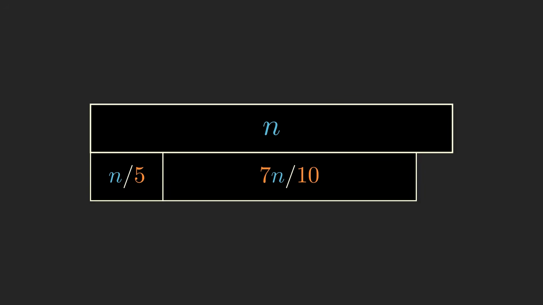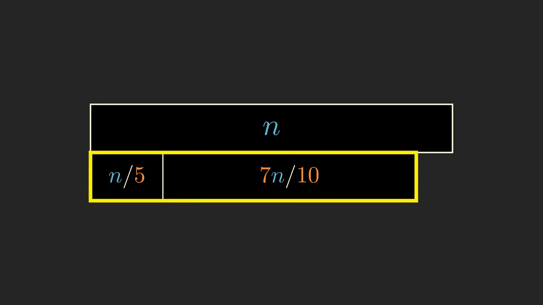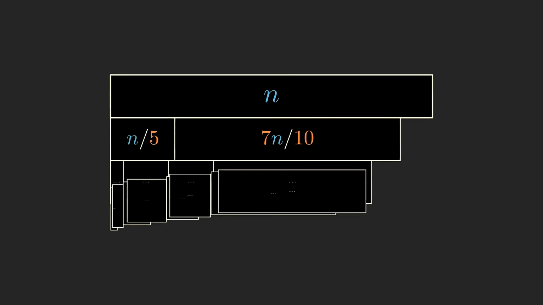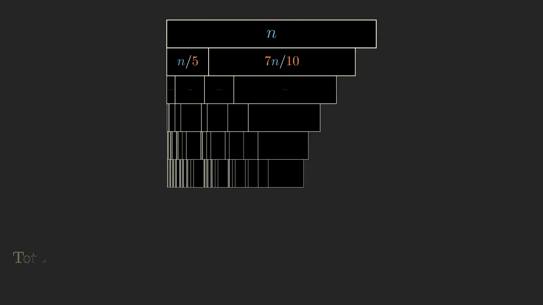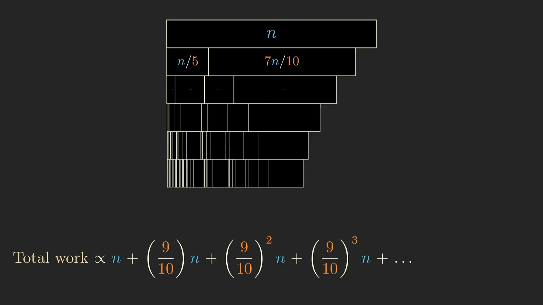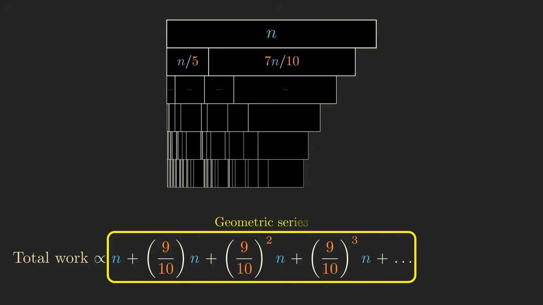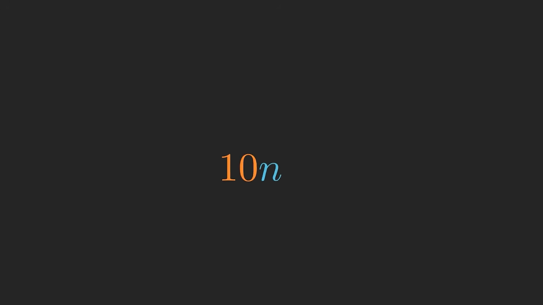Now look at how this time the sizes of the blocks in the second row add up to less than n. More specifically, they add up to 9/10 n. And the sizes of each row keep shrinking by a factor of 9/10 as they go down. Now, the combined work done from all the levels is proportional to n plus 9/10 n plus 9/10 squared n plus 9/10 cubed n, etc. This is a geometric series, and it can be proven that the sum is at most 10 times n. And so, the total work is, at last, just proportional to n. That's what we call O of n.